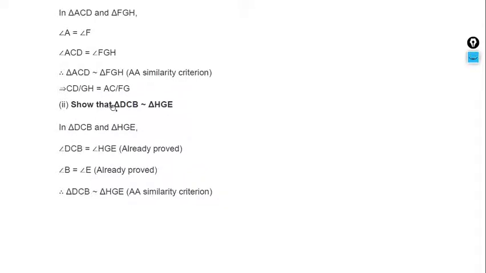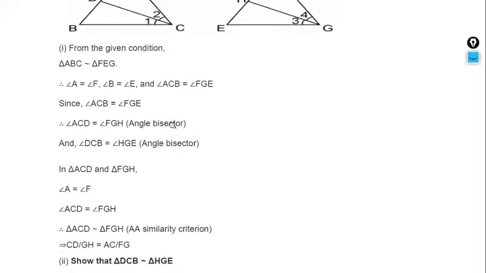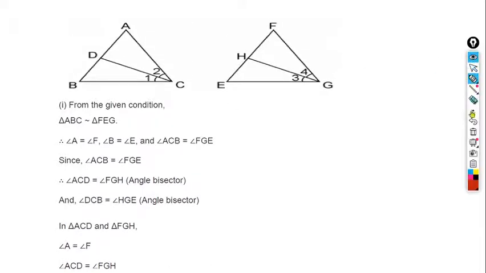The second part says triangle DCB is similar to triangle HGE. Let's see in the figure. Where is DCB? This triangle is similar to HGE, this triangle. Here also you know that angle 3 is equal to angle 1. Why? Because DC and GH are the angle bisectors.